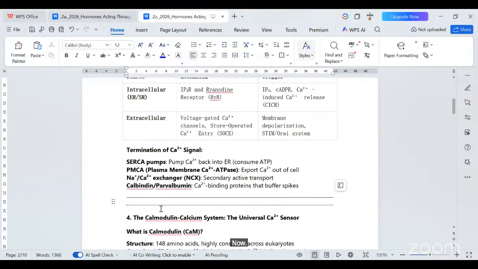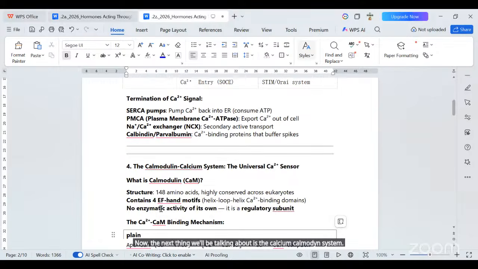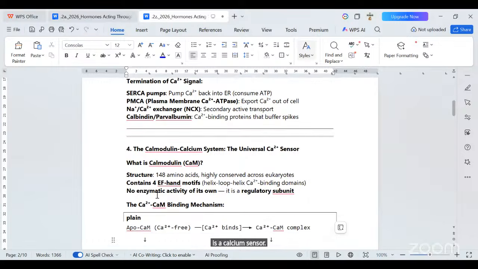Now, the next thing we'll be talking about is the calcium calmodulin system. The calcium calmodulin system is a calcium sensor. It is made up of 148 amino acids, and it is highly conserved across eukaryotes. Give me an example of eukaryotes. Are they multicellular or unicellular? Eukaryotic organisms, in the Zoom chat: are they multicellular or unicellular?